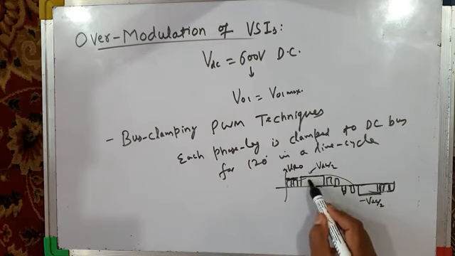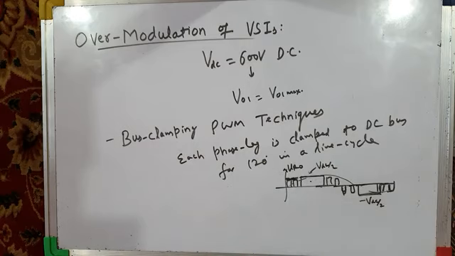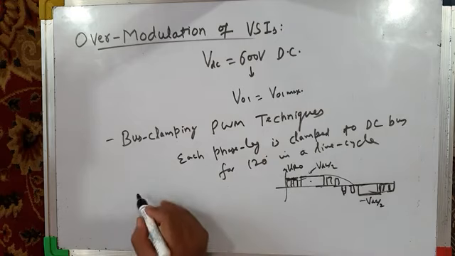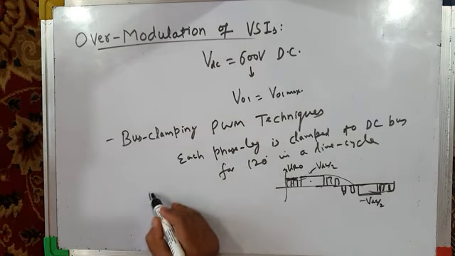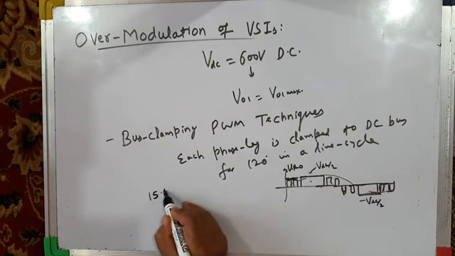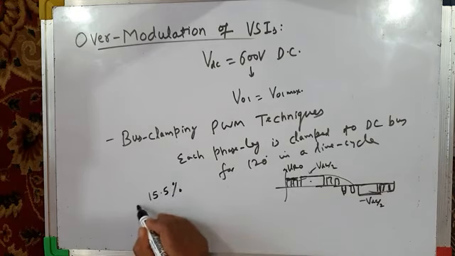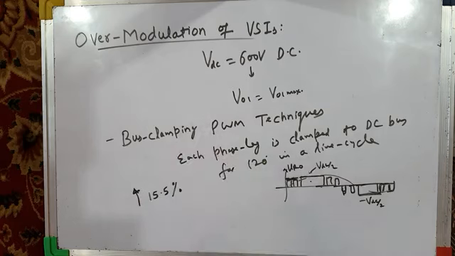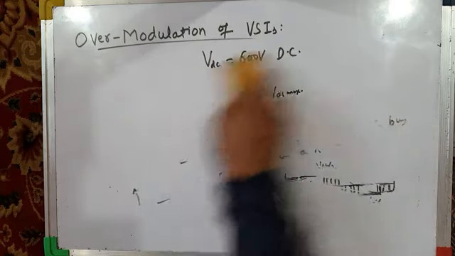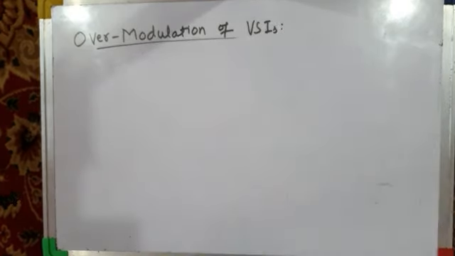When notches are removed in the inverter output voltage, the fundamental component of inverter output voltage increases. We have already seen that all bus clamping PWM techniques or all discontinuous PWM techniques raise the inverter output voltage by about 15.5%. So there is a rise in the inverter output voltage by about 15.5% as compared to sine triangle PWM. The same is the case with third harmonic injection PWM.